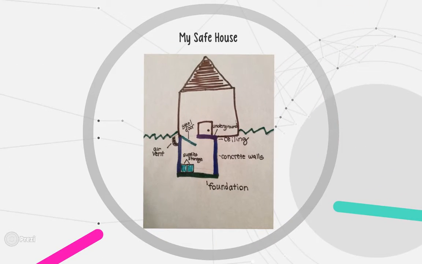My safe house. My safe house would have an air vent so that people could get air, but gravel and dirt would not get in. It would have a steel door and a ceiling with concrete walls and very strong foundation. It would also be underground. There would also be supplies and storage such as food and water.